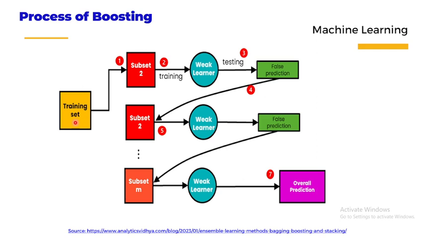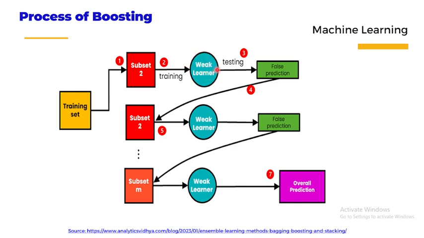Here you can see the training data set is there. Initially we are taking some sample of data from this training data set, and that subset we are passing for training to the first model, or the first weak learner. Let's consider that a decision tree is there. So we are passing it to the decision tree.